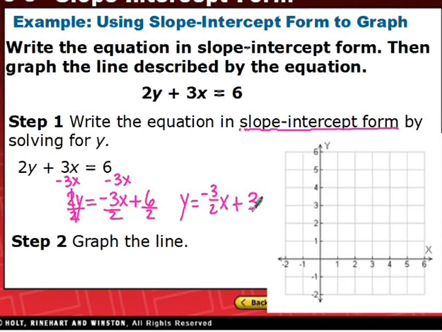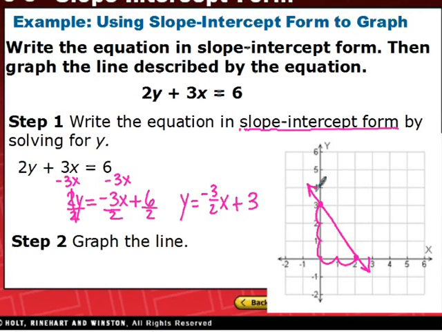Our y-intercept is 3. Our slope is negative 3/2. So I'm going to go down 3, 1, 2, 3, and then right 2, 1, 2, and make my other point. And then I'm going to draw my line. And I should get a ruler out, but I'm kind of rushing here. So I'm just going to draw it by hand. You should use a straight edge. Do as I say, not as I do.